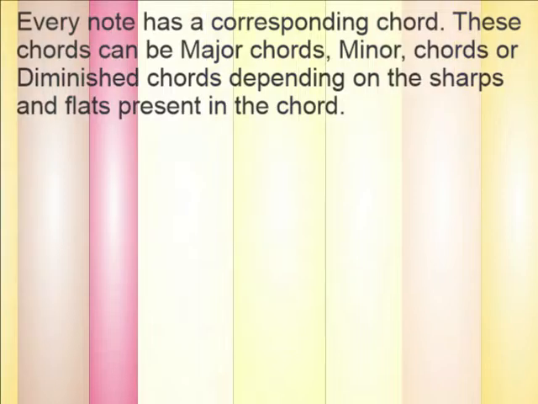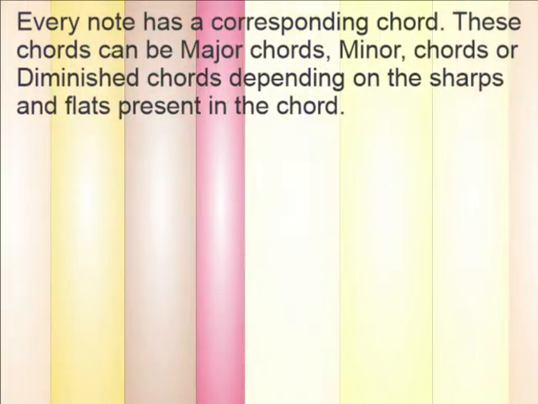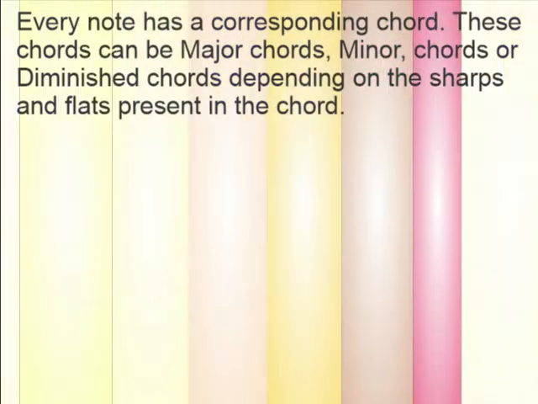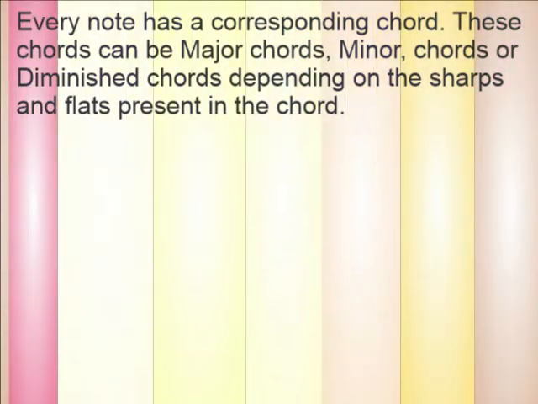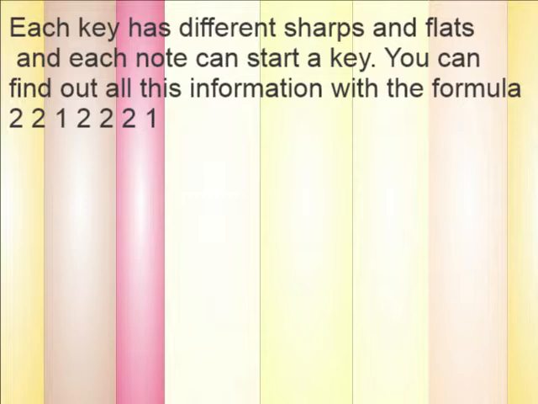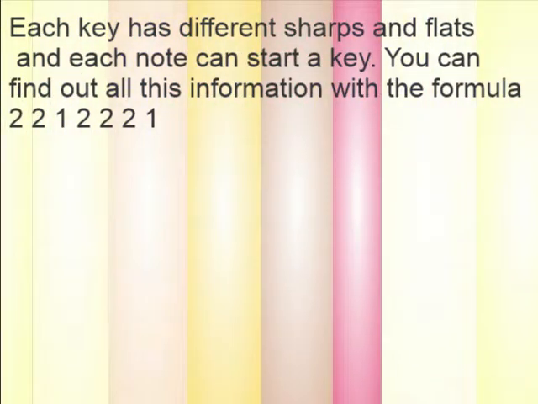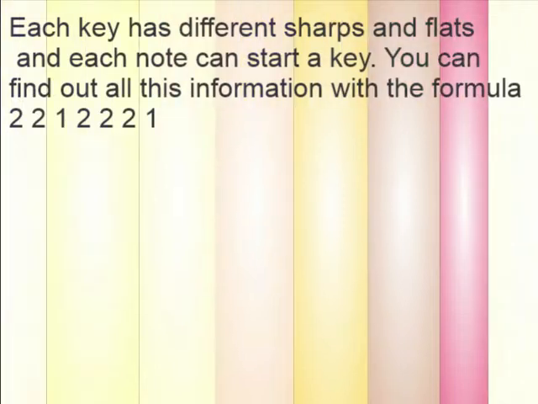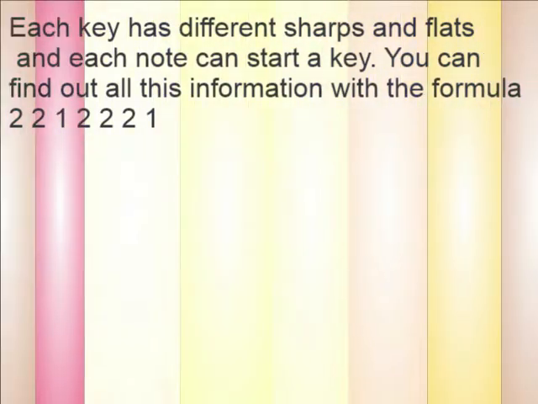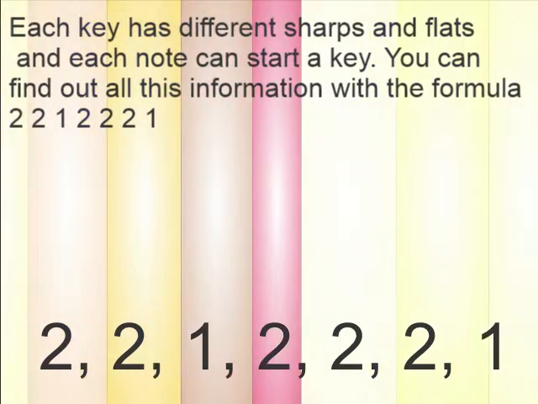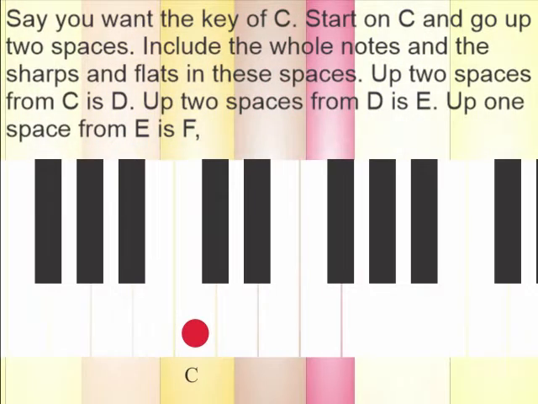Every note has a corresponding chord. These chords can be major chords, minor chords, or diminished chords depending on the sharps and flats present in the chord. Each key has different sharps and flats, and each note can start a key. You can find out all this information with the formula 2-2-1-2-2-2-1. Say you want the key of C.